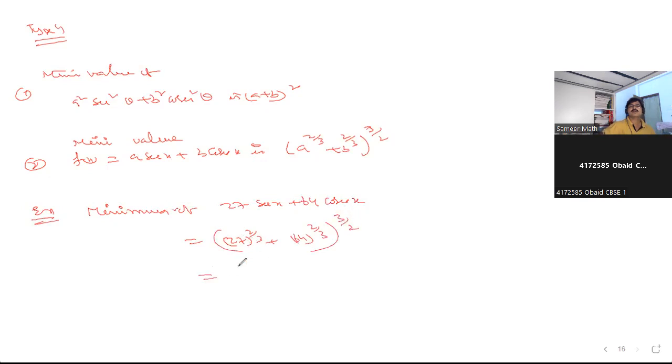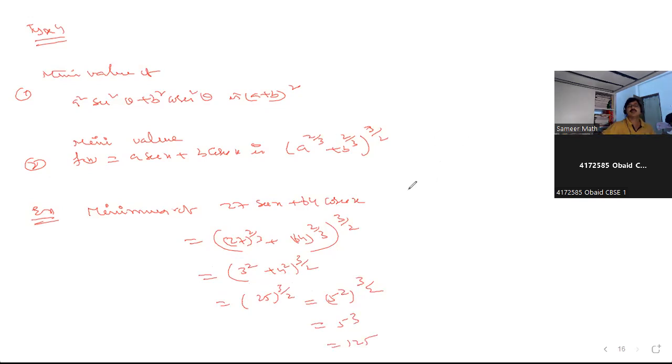So now this is 3 square plus 4 square, whole to the power of 3 by 2. So 3 square 9, 16, 25, whole to the power of 3 by 2. That is 5 square whole to the power of 3 by 2, which means 5 cube. The answer is 125 you are getting here. Right, 125.